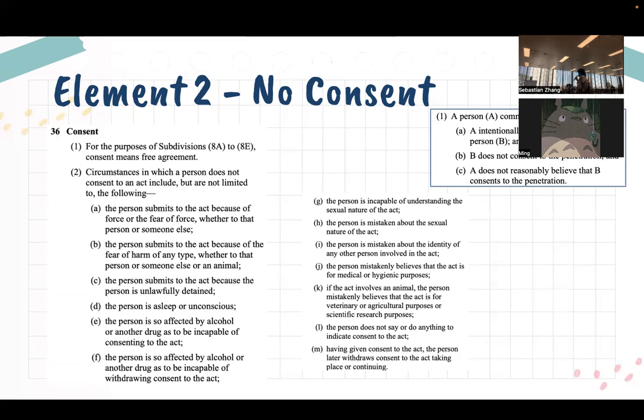So when we look at this, the first step we have to do is we have to say consent. What is consent? Defined under subsection 1. What does subsection 1 say, anyone? What does subsection 1 say?